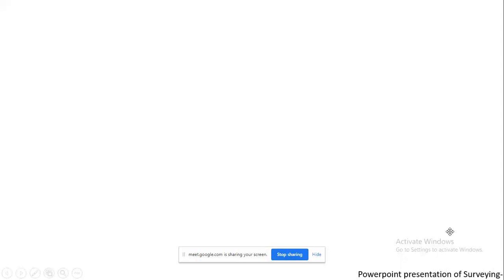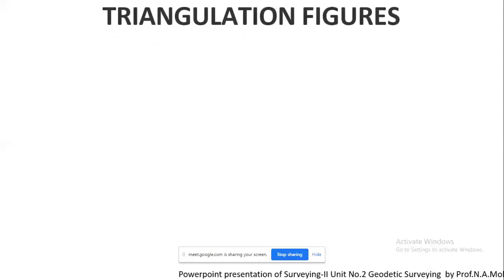So we have started with Unit 2, that is nothing but geodetic surveying, in the previous lecture. We have seen what we mean by geodetic surveying, how the classification has been done, what we mean by triangulation, and how the classification of the triangulation system has been done. So now we'll move further.